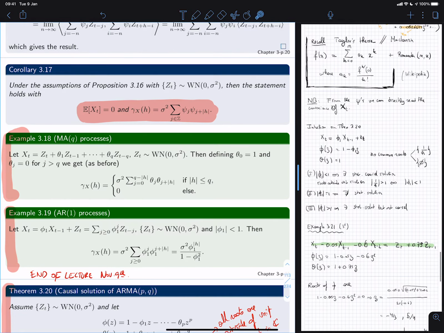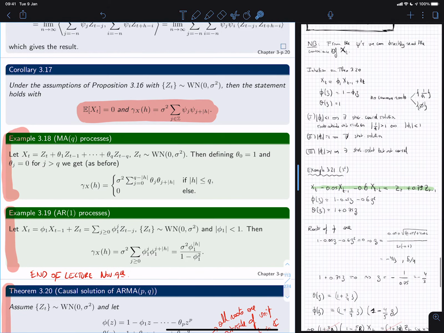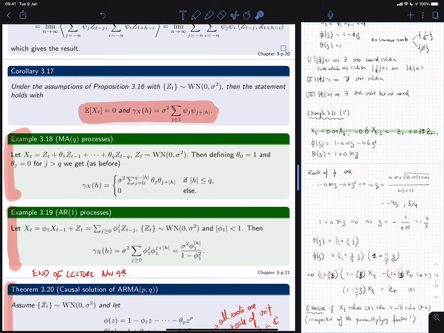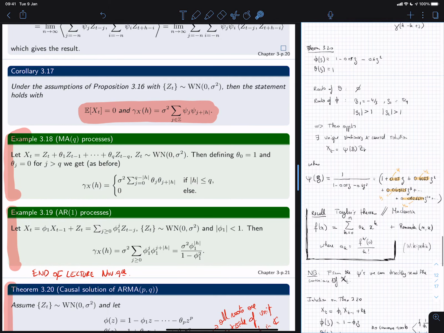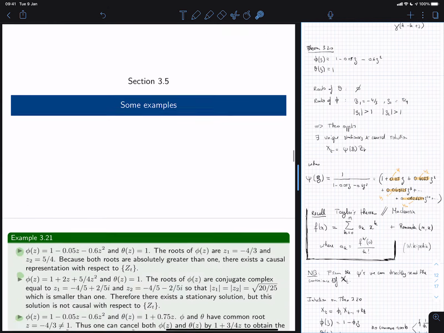But now let's come back here and remember, even in this simple case here, the psi j's were far from obvious because they are computed as the coefficients in the expansion of a complicated polynomial. So even in this case here, the psi j's are rather mysterious.